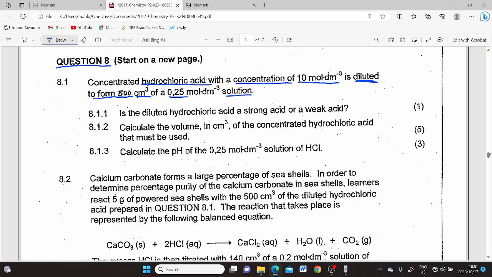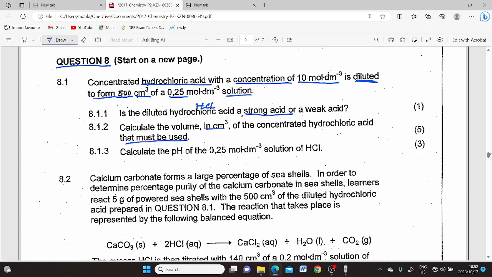Is the dilute hydrochloric acid a strong or weak acid? Whether we dilute it or not, the HCl, hydrochloric acid, will always be a strong acid. So the answer is strong. Calculate the volume in centimeter cube of the concentrated hydrochloric acid that must be used.